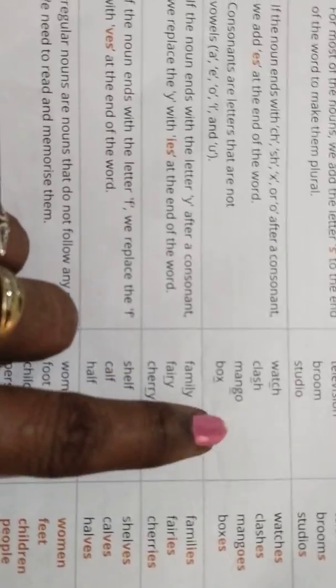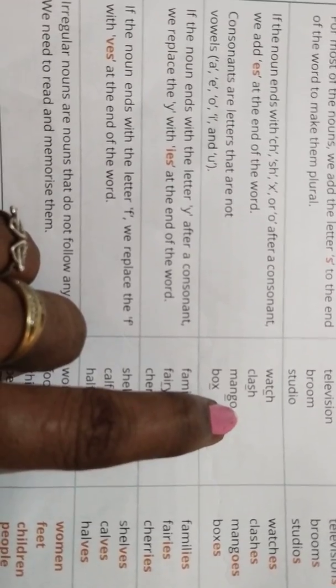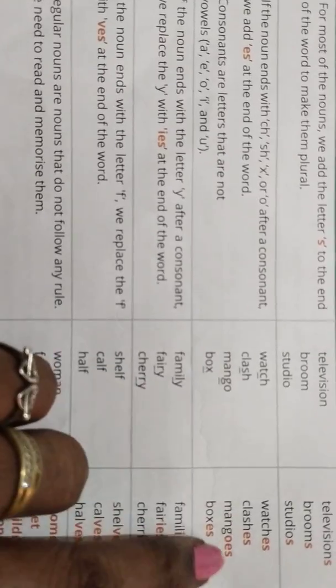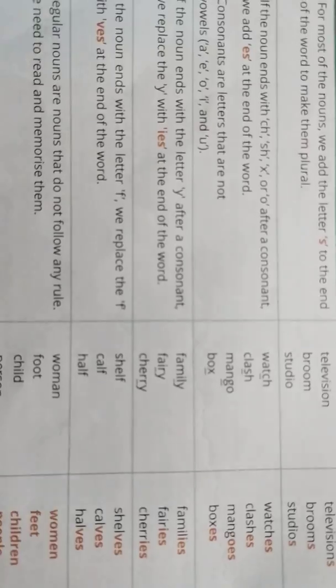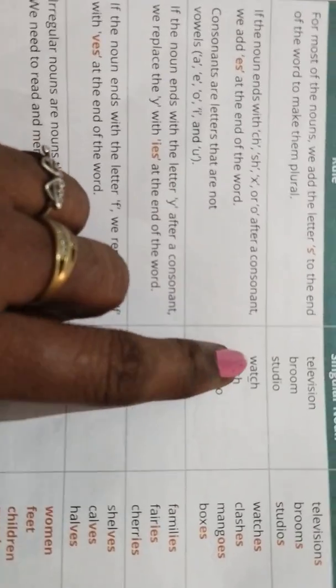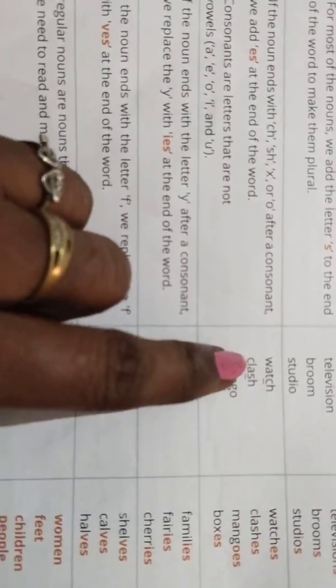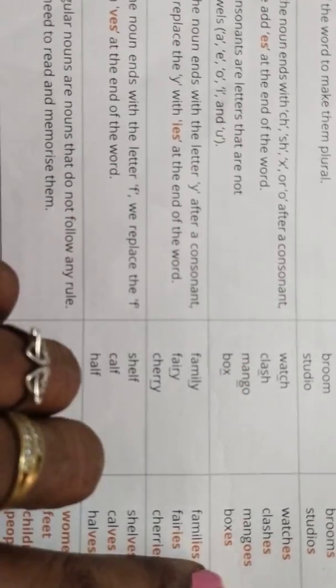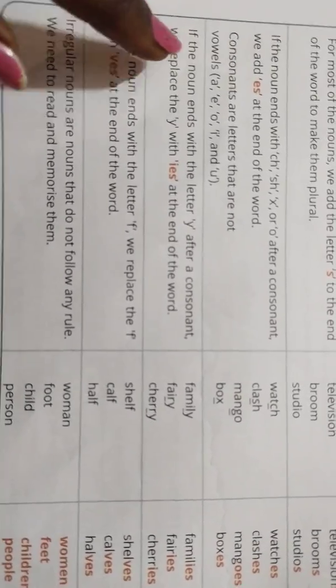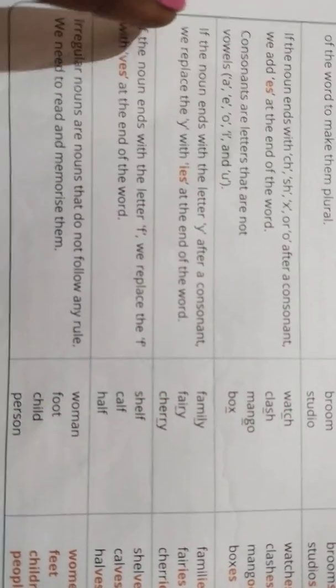But if the word ends with o after a consonant, we need to add es to it. I think now you are clear with it. Watch, watches. Clash, clashes. Mango, mangoes. Box, boxes.